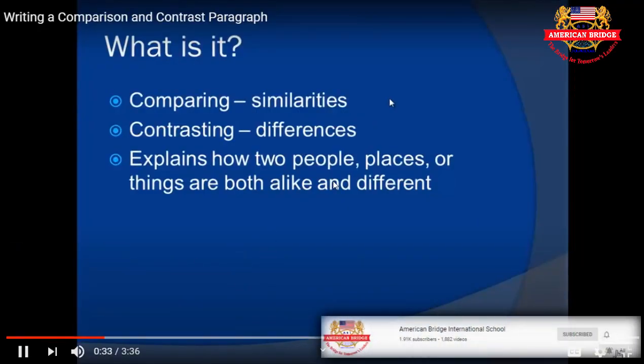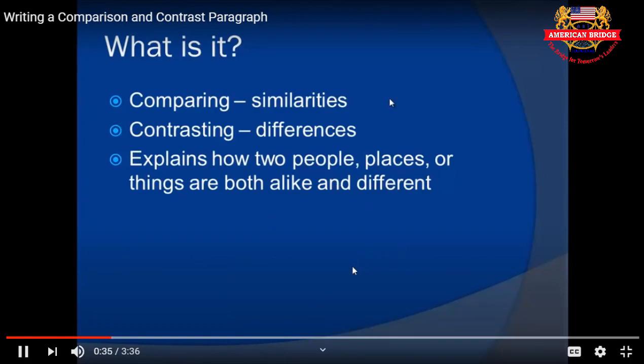It's really important when you do this type of writing that you make sure that you include how they're alike and how they're different. You can't just do one or the other. You need to cover both when you're comparing and contrasting.